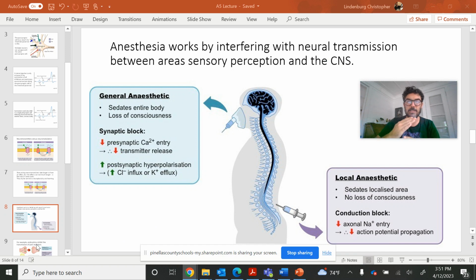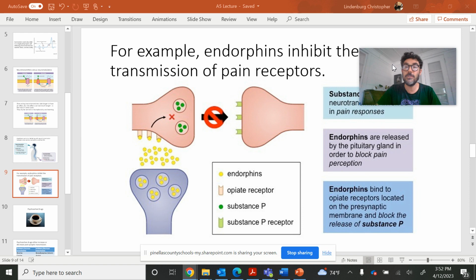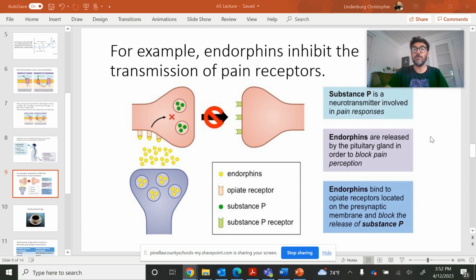So let's take a closer look at how that synaptic transmission can be blocked. Okay, here's one example. This is actually a more natural example. Not necessarily a drug, but more to do with how your body can experience a sense of euphoria and have a natural pain numbing, right? They're called endorphins. Perhaps you've heard of endorphins before. If you're into exercise, you go for long runs, or if you're happy, certain activities can bring on an endorphin rush. What these endorphins do is block the normal transmissions that are involved in pain reception.